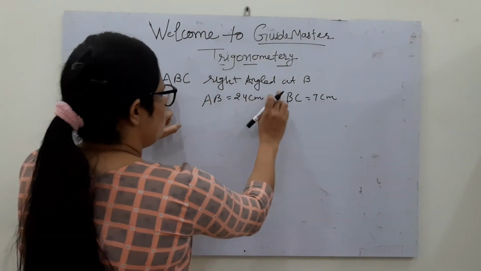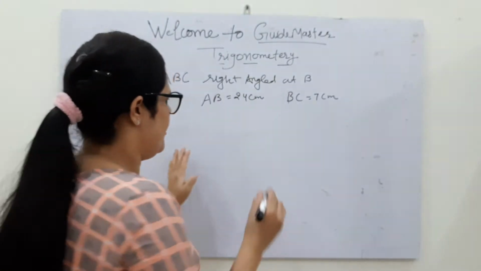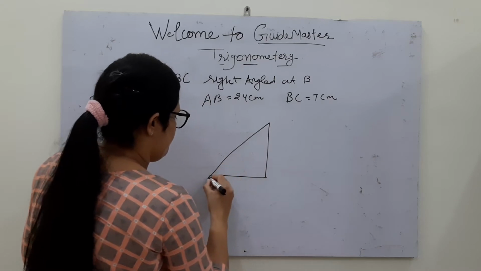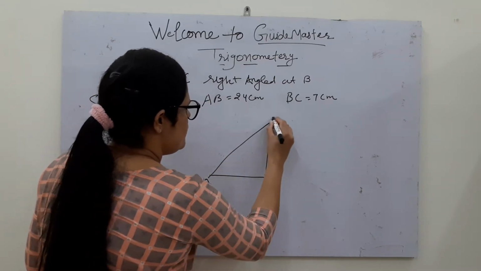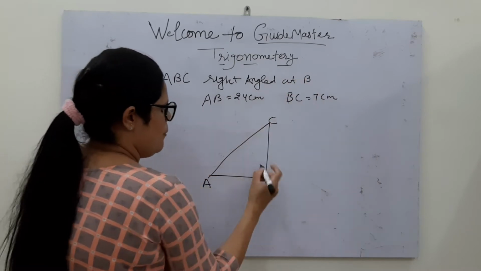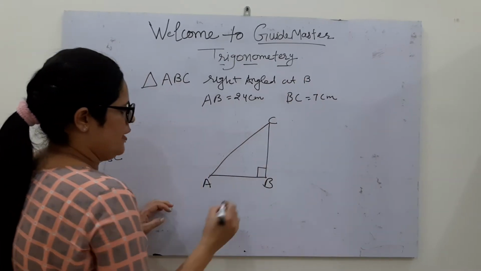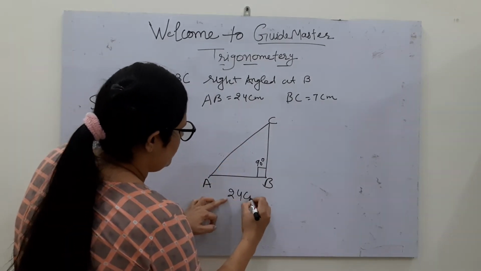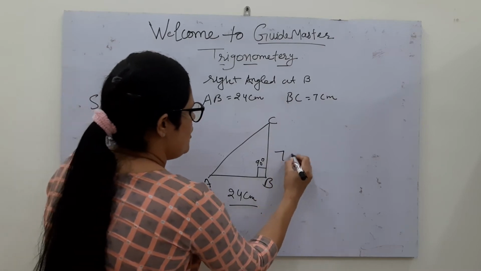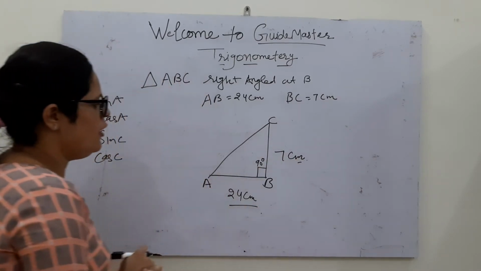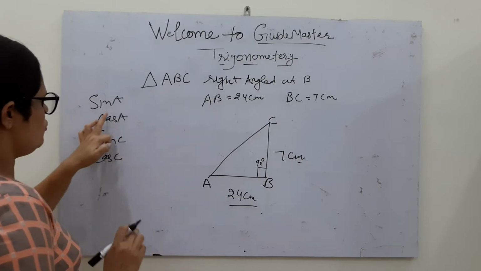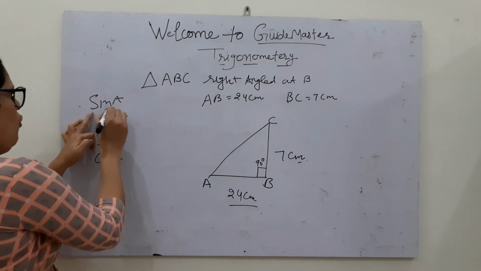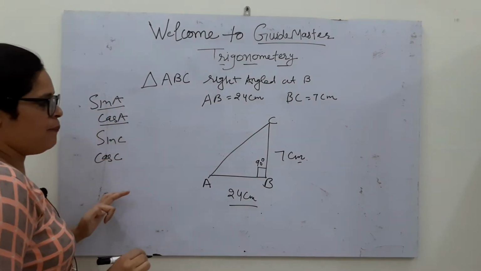First we have to draw the right angle triangle ABC, right angle at B. अपना B ऊपर 90 degree का कोण बना लिया है. And here AB is given as 24 centimeter and BC is given as 7 centimeter. Here it is asking to calculate sin A, cos A, sin C, cos C. First we have to calculate sin A and cos A.